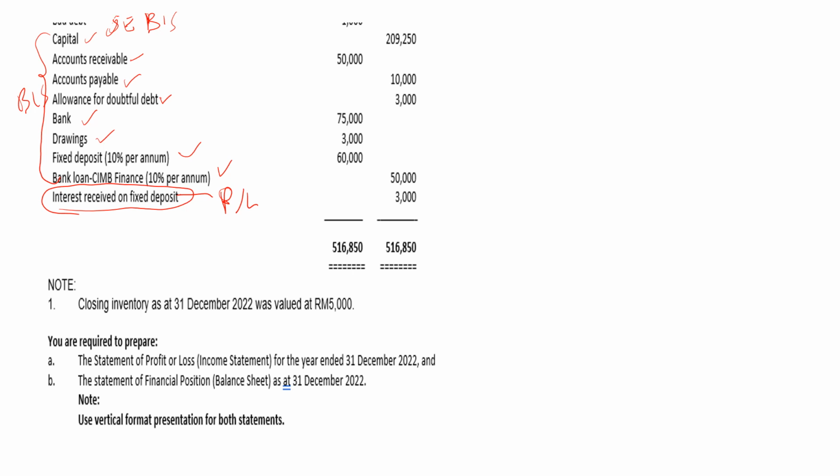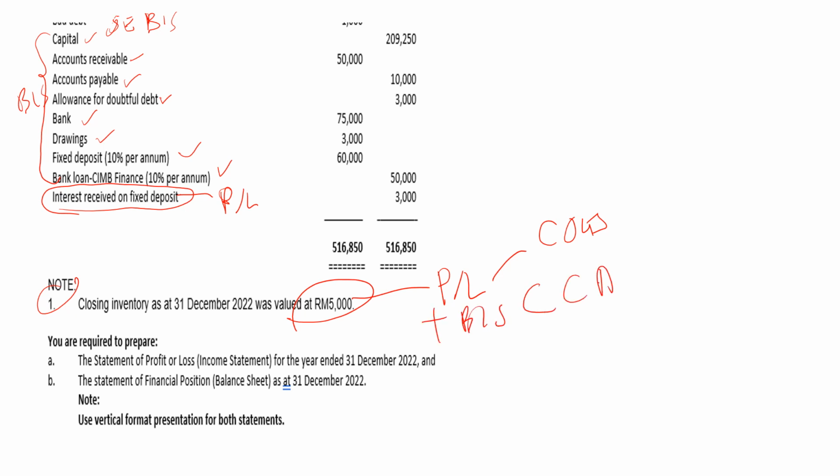Okay, and then notes number 1, closing inventories. This one you record under P&L. Remember COGS. Okay, and also under balance sheet you record as current asset. Okay, now you are ready to prepare your income statement or P&L and also balance sheet.